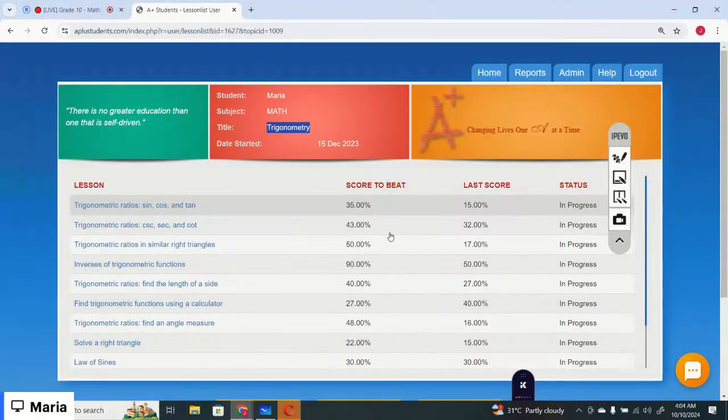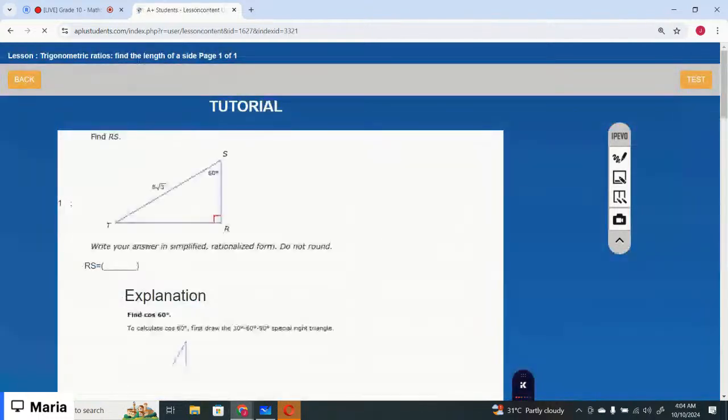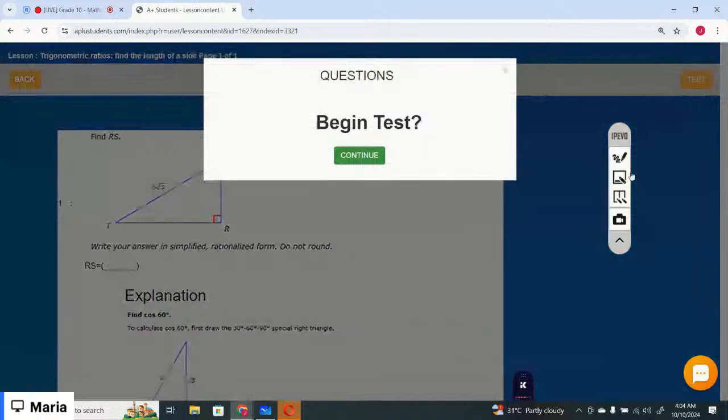Okay, here I am on grade 10 math. The chapter we are on right now is trigonometry. Let's start with the lesson, trigonometric ratios, find length of a side. Find RS. You are given a triangle. Let's start with the test questions.